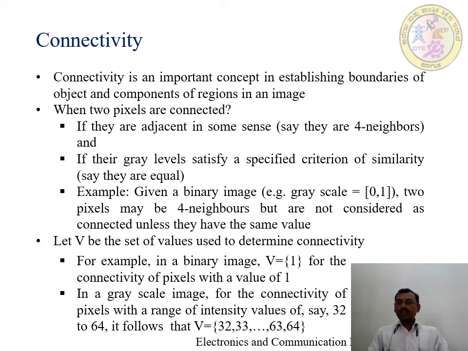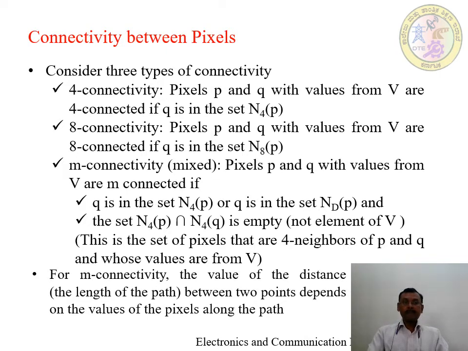Let V be the set of values used to determine the connectivity. For example, in the binary image V equals 1 for the connectivity of pixels with a value of 1, and similarly for the grayscale image, for the connectivity of pixels with a range of intensity values, say 32 to 64. That means it has the set 32, 33, 34 till 64. So for connectivity between two pixels, you have 3 types of connectivity: 4 connectivity, 8 connectivity, and M connectivity, as you have seen in the adjacency.